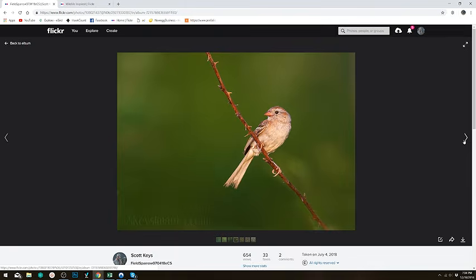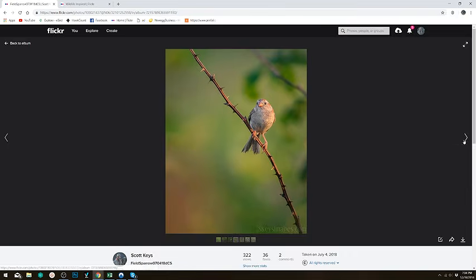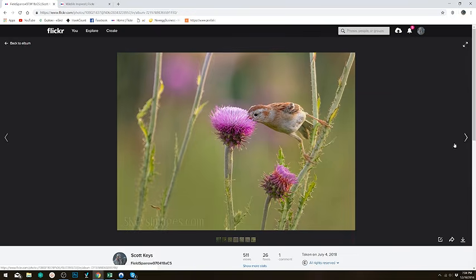Saw these field sparrows around the same time. There's a nice one. I really like this one, love how he's feeding into that.